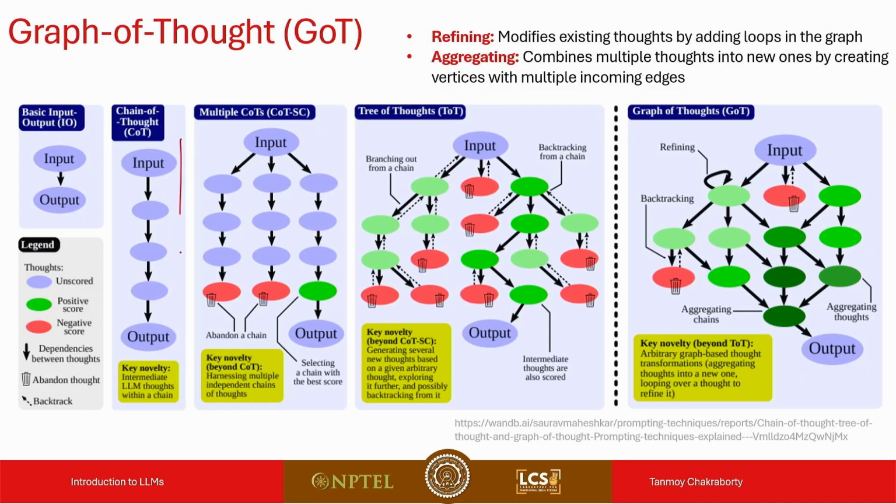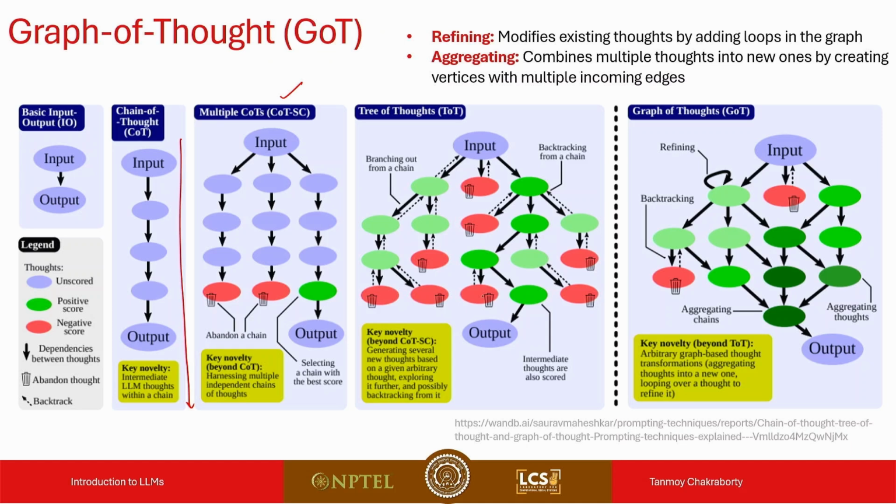So chain of thoughts, one single chain of thoughts. Chain of thoughts with self consistency, you have multiple chains of thoughts. Tree of thoughts, now you have the capacity to essentially backtrack, okay?